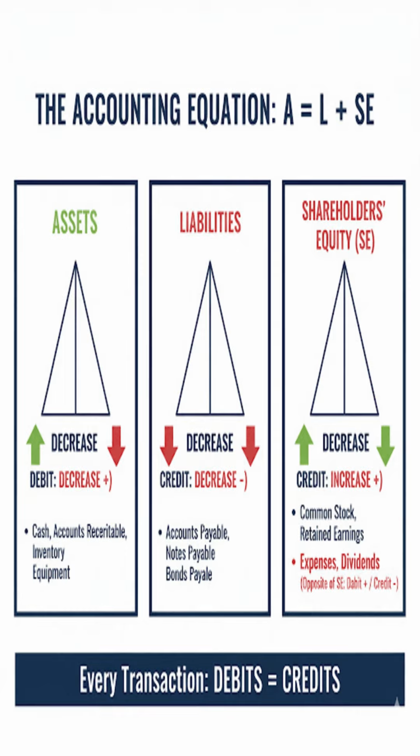The example of issuing shares for $100,000 is a great way to show how this works. Asset account example: cash would be debited by $100,000 as an increase. Equity account example: common stock would be credited by $100,000 as an increase. This maintains the fundamental accounting equation: assets equal liabilities plus equity.